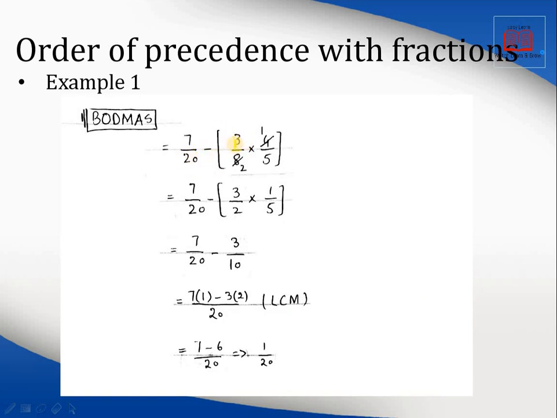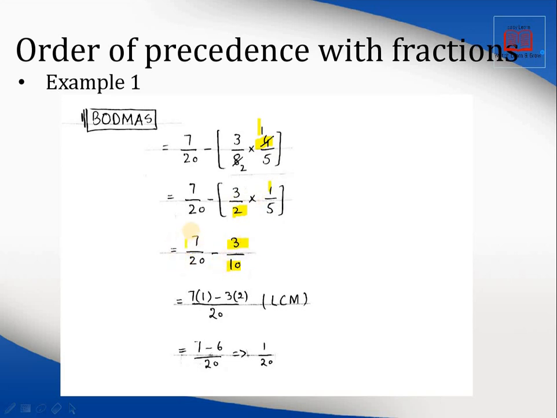Here we are going to solve the multiplication. As you can see, 3 by 8 multiplied by 4 by 5. The 4 in the numerator and the 8 in the denominator: 4 into 1 is 4, and 4 multiplied by 2 is 8. So we use the process called cancellation. 7 by 20 minus 3 by 2 multiplied by 1 by 5, after the cancellation. Denominators are multiplied together, 5 into 2 is 10, and the numerators, 1 into 3, is simply 3.